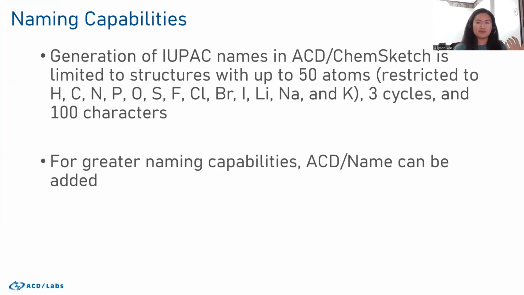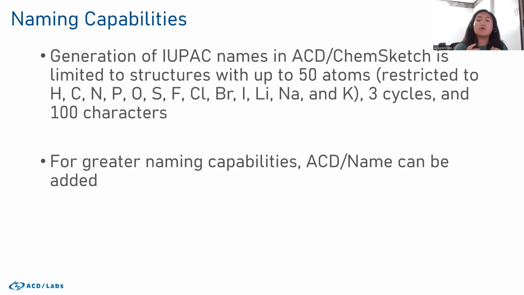So just as I've shown you a moment ago, in your general package of ChemSketch, you are limited by the number of atoms and specific atoms, as you can see on the screen, so we are only able to have these specific atoms. You're also limited up to 3 cycles in your molecules, and the IUPAC name generated can only have a maximum of 100 characters.